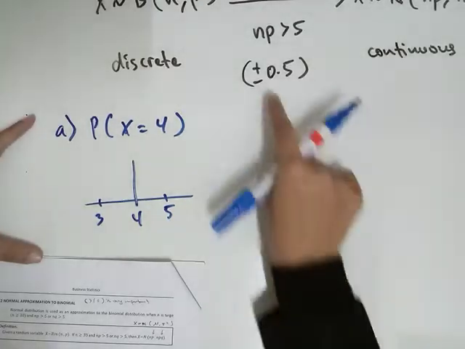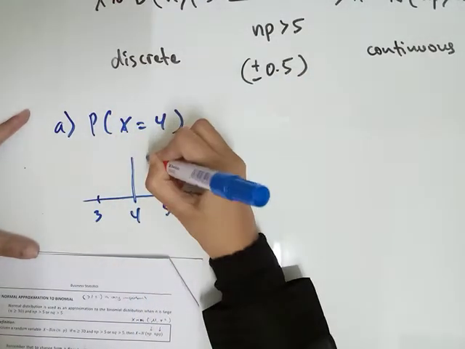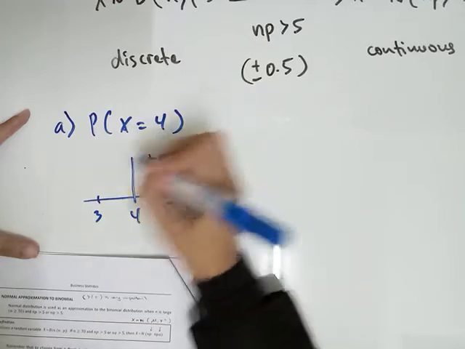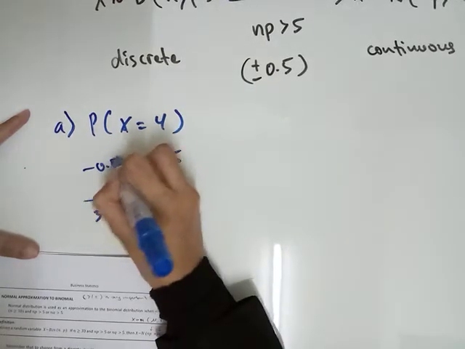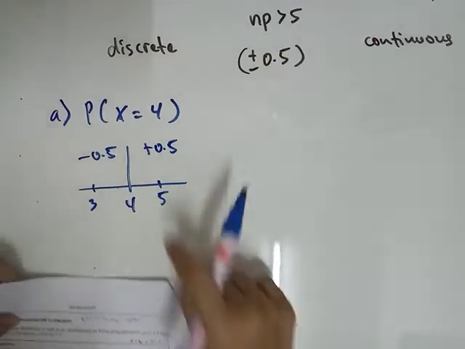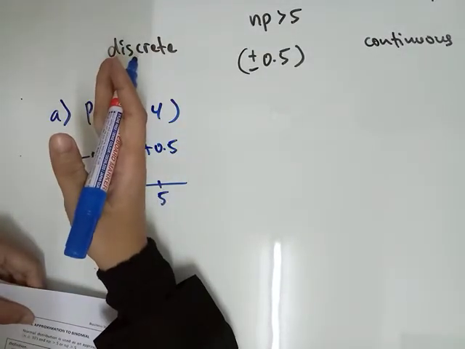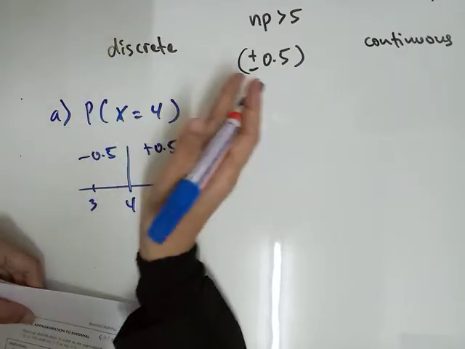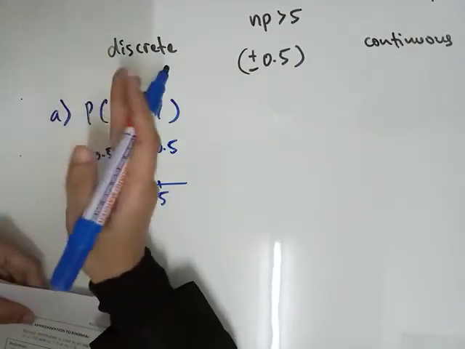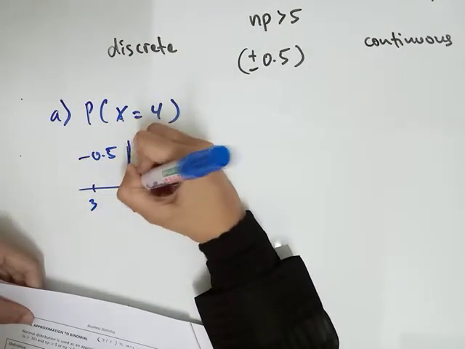And then where do we plus minus 0.5? Okay, on the right side is plus 0.5, on the left side minus 0.5. And when X equals 4, it is exactly in the middle. It is not more than, not less than. It is exactly in the middle, right at the bar of 4.